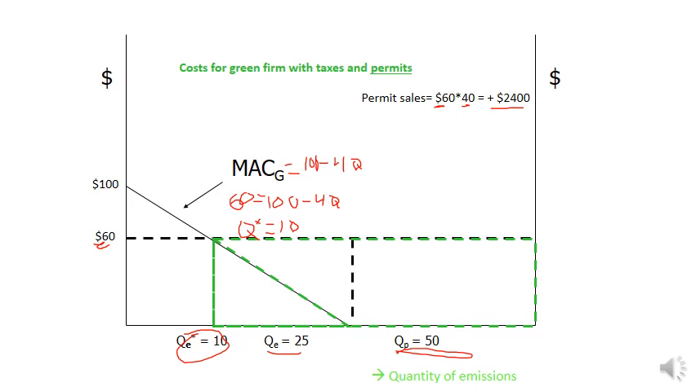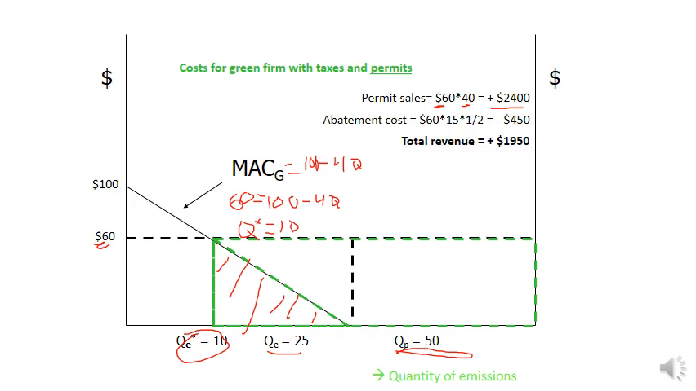They still have to get down from 25 units of pollution to 10 units. And that's going to be the same abatement cost we saw under taxation. And it's just this triangle right here, 1/2 base times height. Overall, this means this firm is making money off permit sales. They're making $2,400 from selling the permits. They spend some of that money abating their own pollution. This firm, rather than a cost under taxation, now has revenue. They're making $1,950.